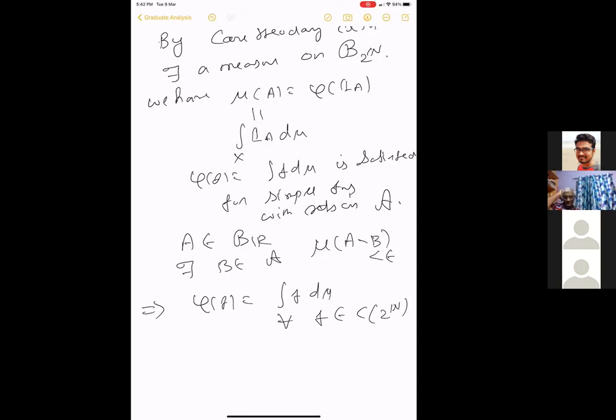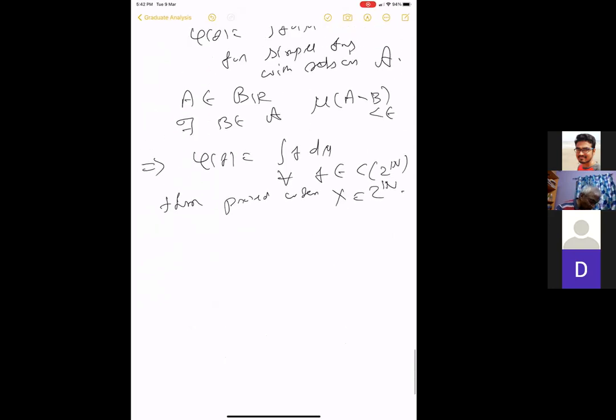This is okay. Is this fine? Yes, sir. It's fine. Since it's true for simple functions, from that we can get it for any continuous function. Okay. Now we want to prove it for a general compact metric space. Now, if anybody has a problem, please ask me.